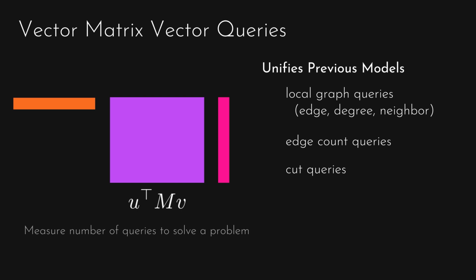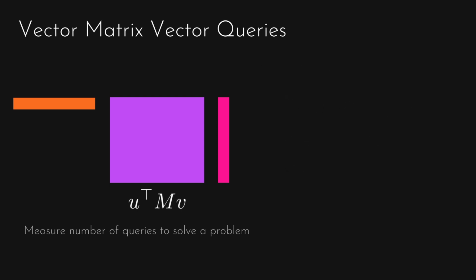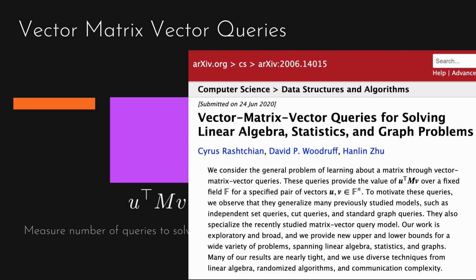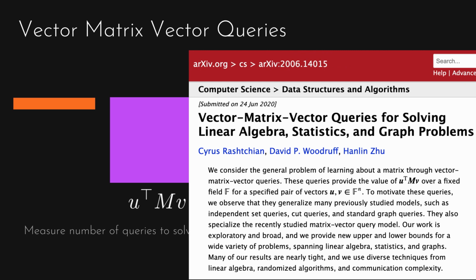We can simulate edge count or cut queries with a single UMV query. Choose u and v to be the indicator vectors for the corresponding subsets of vertices, and this gives us the number of edges. Okay, so I could go on, but instead of digressing or randomly name-dropping the authors, let me just refer you to our paper for proper references and more details. So let's get back to UMV queries themselves.